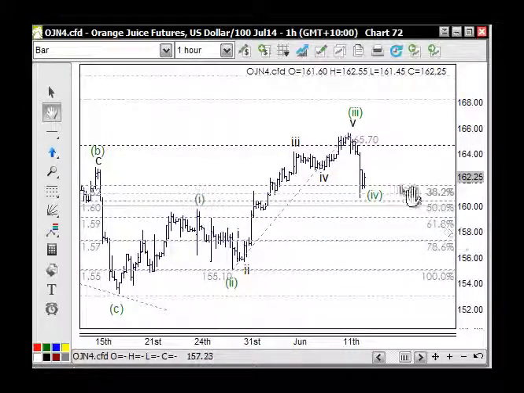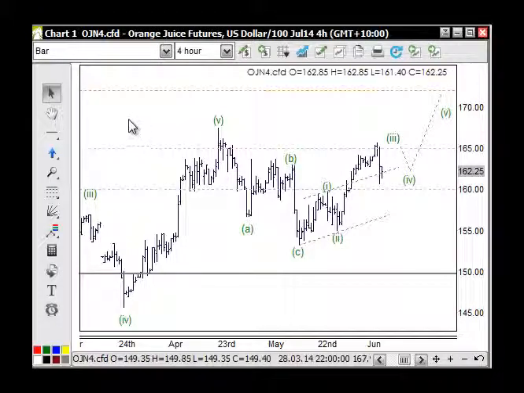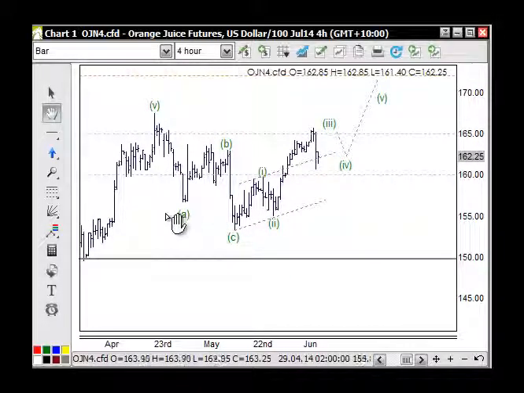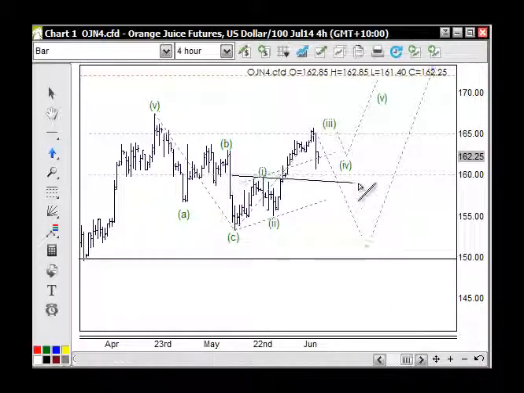The only other situation that I can see here that would be an alternative count would be that this being the A, B, and C to here, but this could be an A wave, could be a B wave to here, and 5 waves for the C wave here, and then a move up. So that's why that 160 is important. But otherwise, we'll just stay with this 1, 2, 3, 4, and 5 up to the 170 area here.